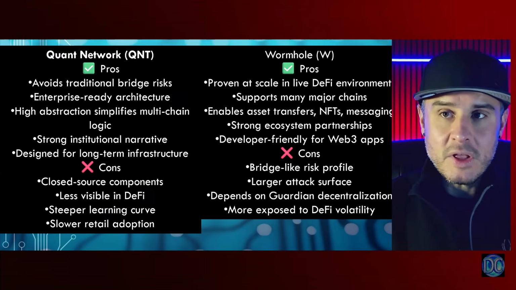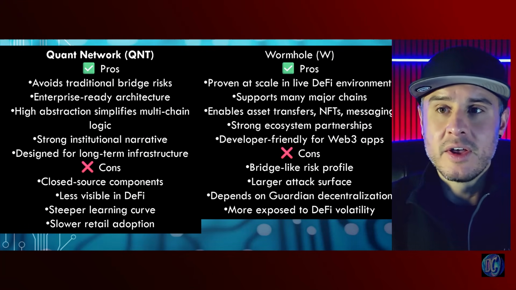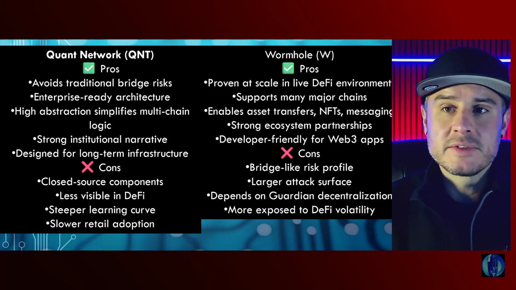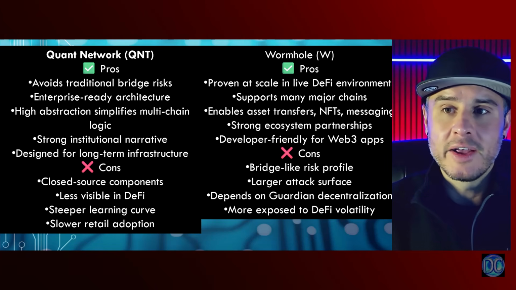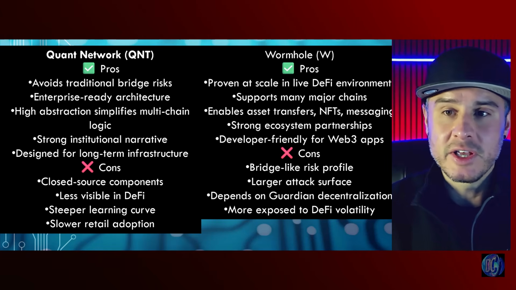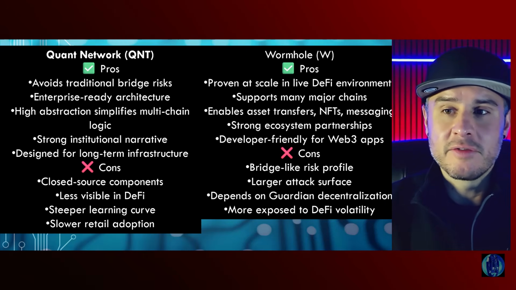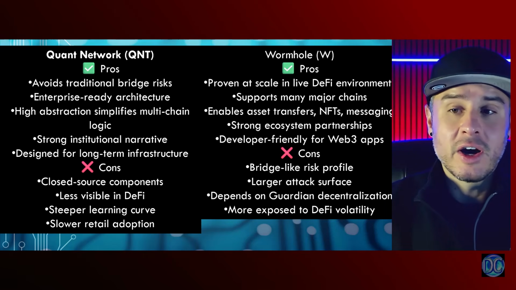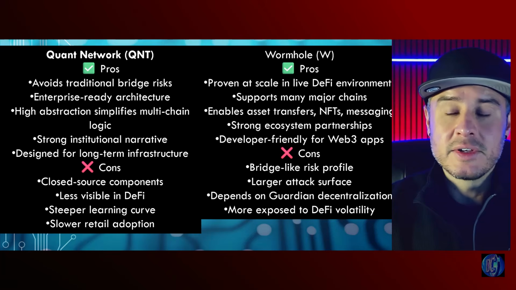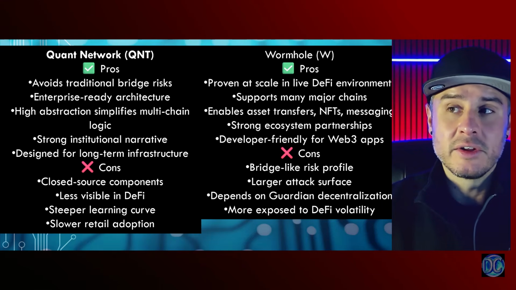So let's keep going forward and let's go into the pros and cons of each one of them so we have a better understanding. So let's look at Quant first. Quant's pros are: avoids traditional bridge risks, enterprise-ready architecture, high abstraction simplifies multi-chain logic, strong institutional narrative, designed for long-term infrastructure. Their cons: closed source components, less visible in DeFi, steeper learning curve, slower retail adoption.